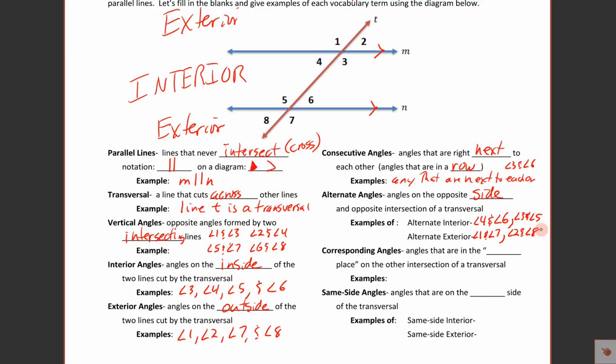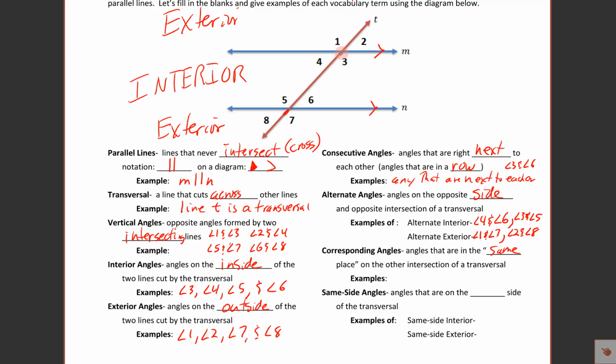Okay, now corresponding angles are this: angles that are in the same place in the other intersection of a transversal. So what we mean by that is, imagine that these parallel lines are streets, and then we come across this transversal like this. Well, if we were driving on this transversal, let's say we're going in this direction, then we stopped right here. 8 would be on our left side, and 7 would be on our right side.